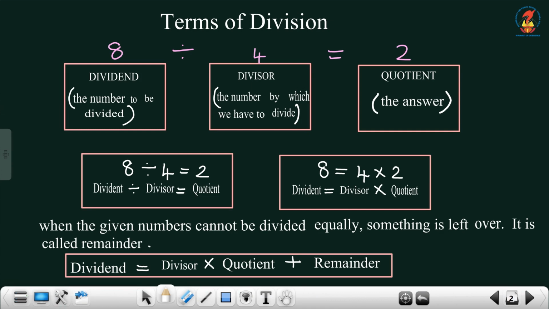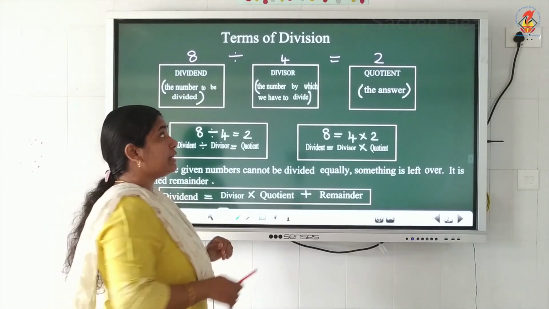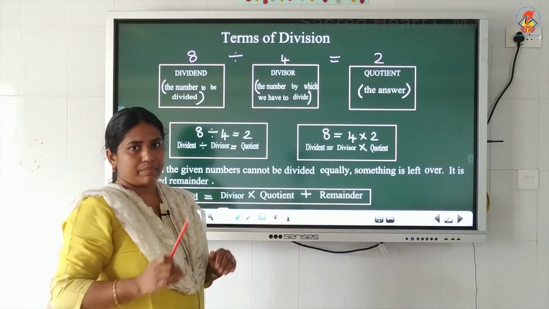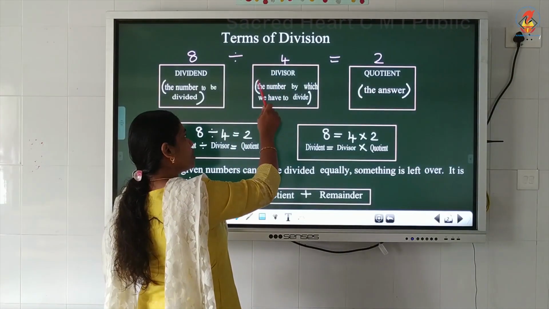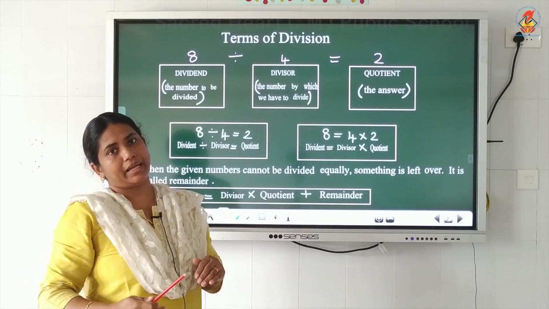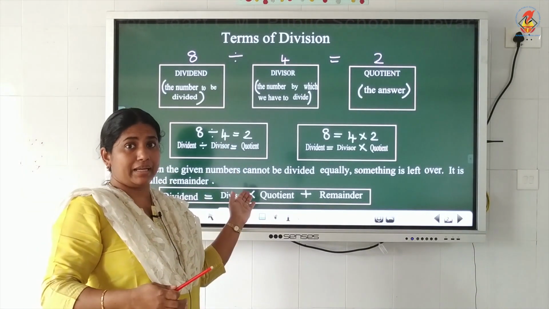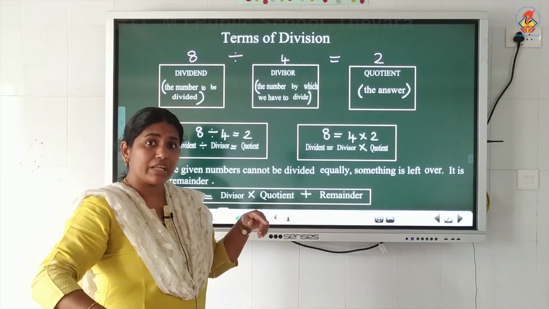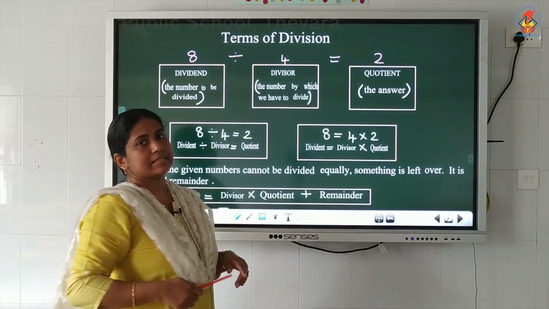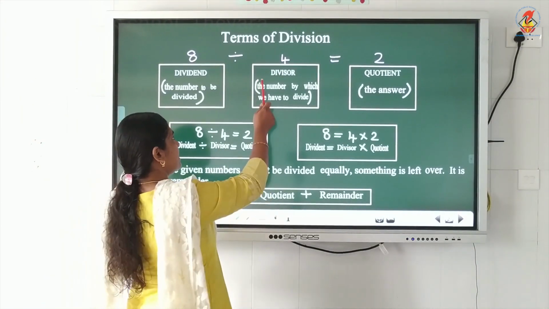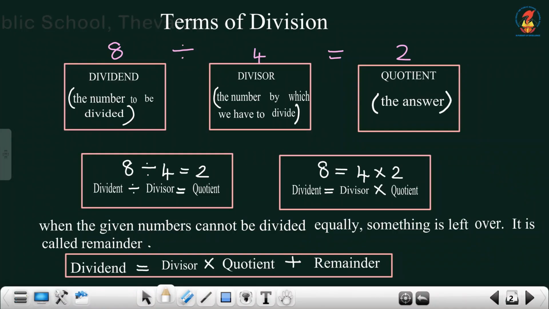Okay, now 8 divided by 4. So, by which number we are dividing, children? Using 4 we are dividing. So, that number 4 is called divisor. That means the number by which we have to divide. The number by which we have to divide is called divisor. What is the spelling of divisor? D-I-V-I-S-O-R, divisor.